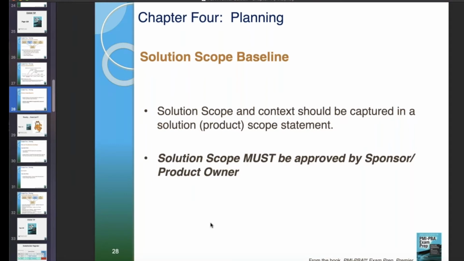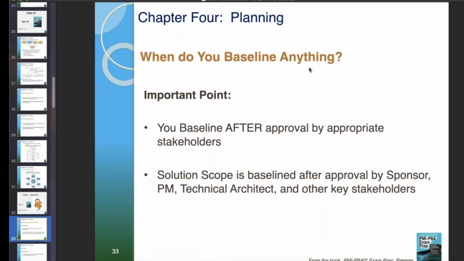Analyst has finished writing out the solution scope. They are now going to take it to the project manager to incorporate into the project plan. What has the analyst failed to do at this point? Answer, they did not take it to the sponsor or product owner for approval. It's a baseline. Baselines must have sponsor or product owner approval. So when do you baseline anything? Think about that point, because that's going to be 2 to 4 questions on the exam, I promise you.